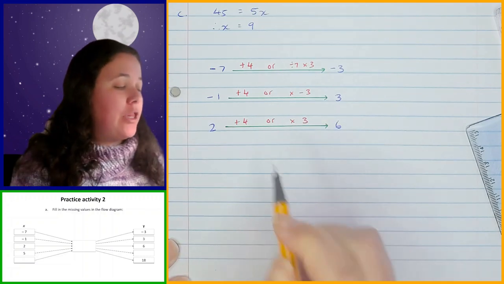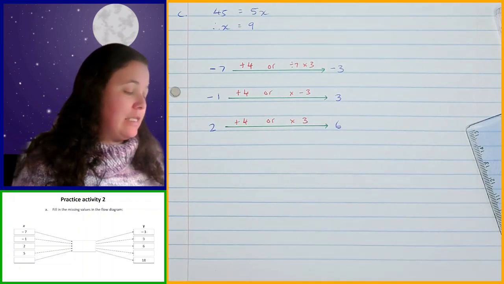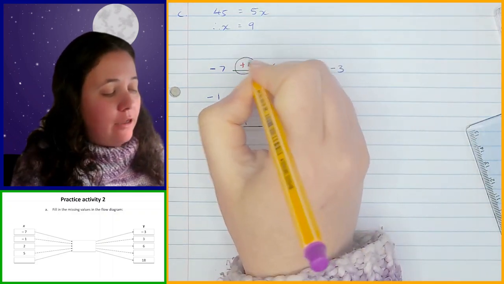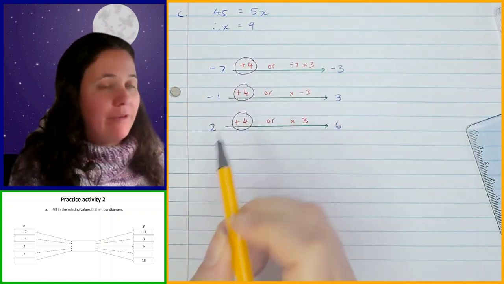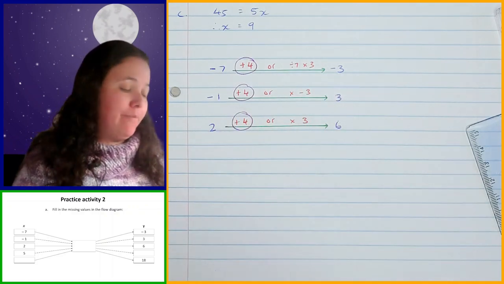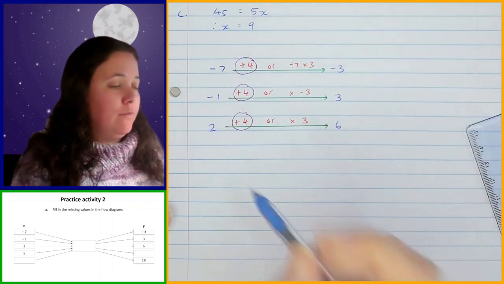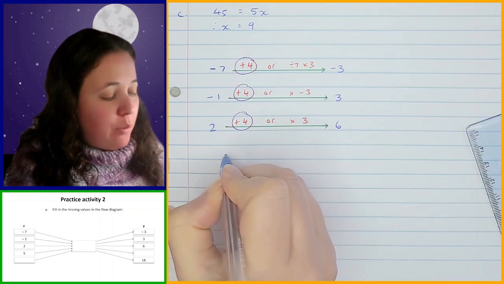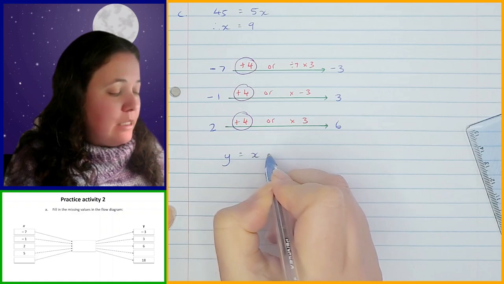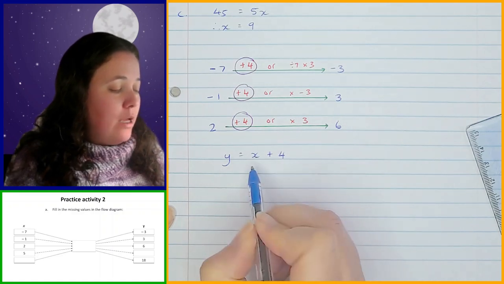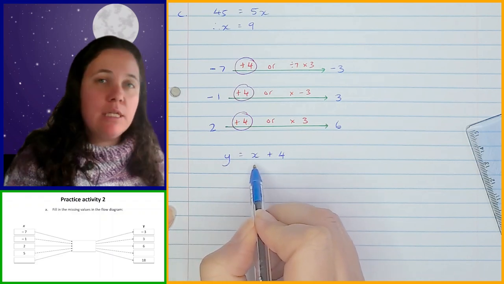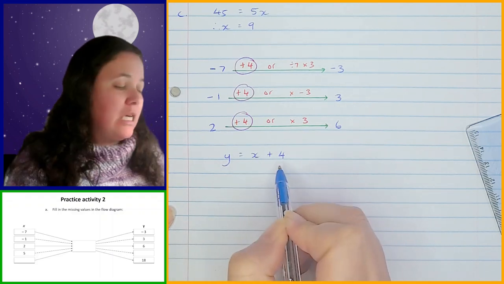Now the only one that is constant, the same every time, is the option of adding 4 to my input. If I add 4 to my input, it will give me my output every single time. So my rule is going to be y equals x plus 4. My output is the result of taking my input and adding 4, every single time.